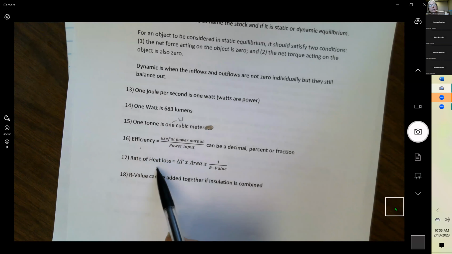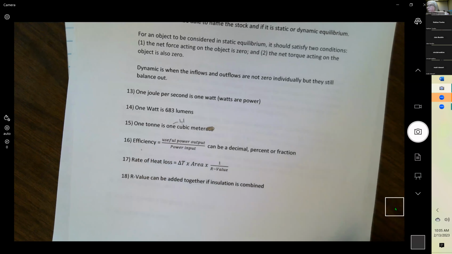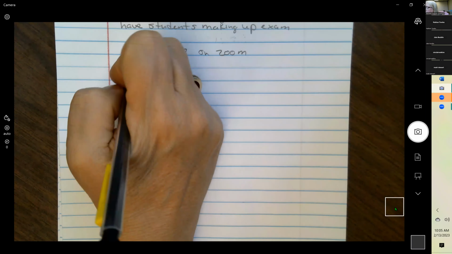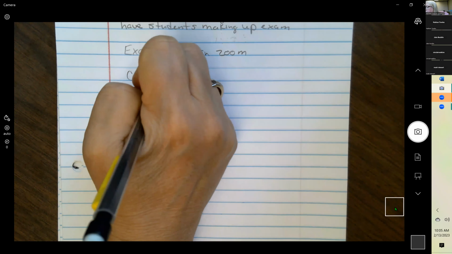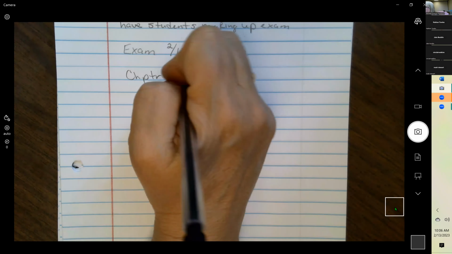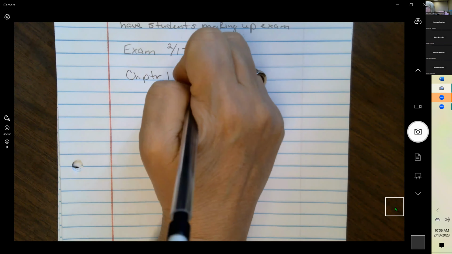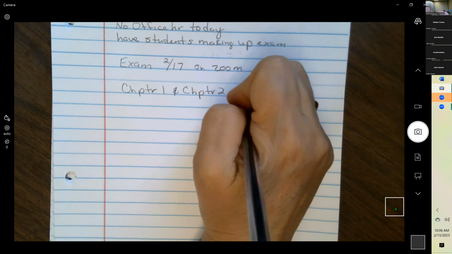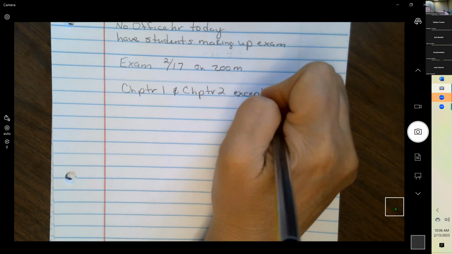Efficiency, rate of heat loss, and R value. I think that's it. 2.4 is not on the test. We didn't cover enough of it, and I didn't want to cover something else this week. I wanted to just review. So it's chapter 1, chapter 2, except 2.4.